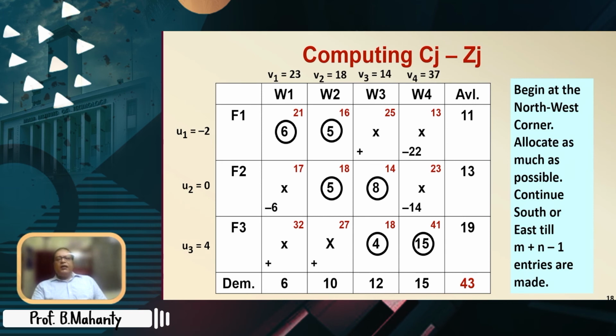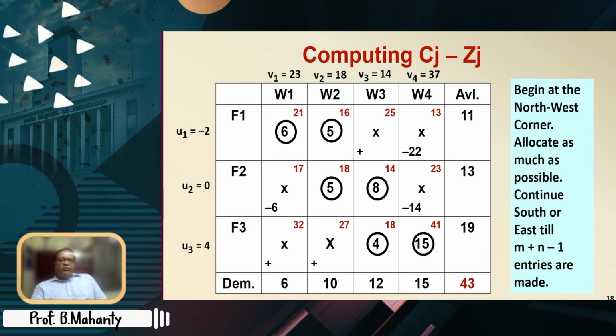All right, so then we can compute Cj minus Zj for F1 W4. What will it be? It will be 13 minus of minus 2 minus 37. So it is minus 22. What will be the Cj minus Zj here? 23 minus 0 minus 37. So minus 14. This is minus 6, 17 minus 0 minus 23. And this one 32 minus 4 minus 23, so it is a plus. Plus means we don't compute anymore because we are not interested in this square. So 27 minus 4 minus 18, that is also plus.